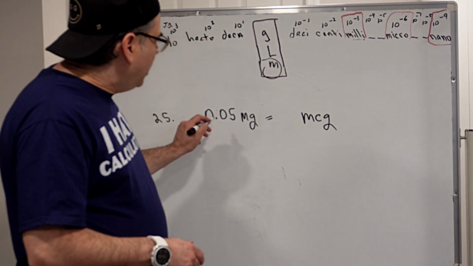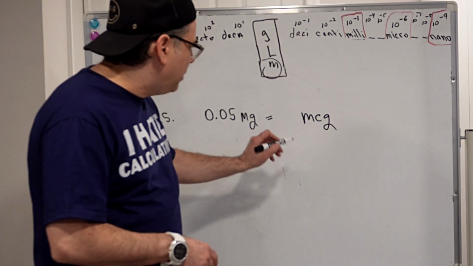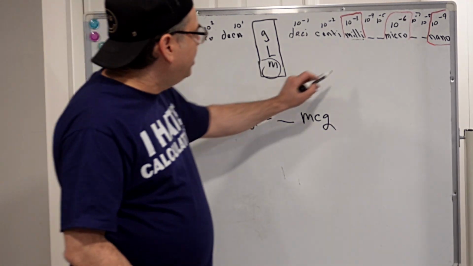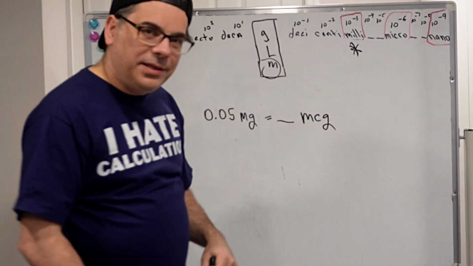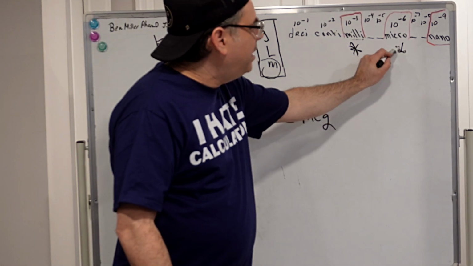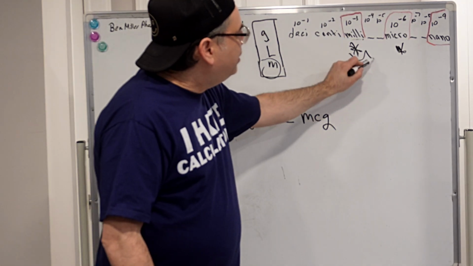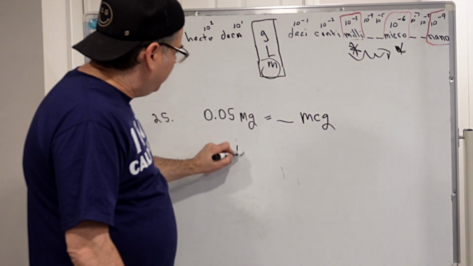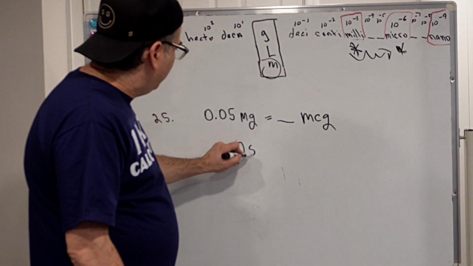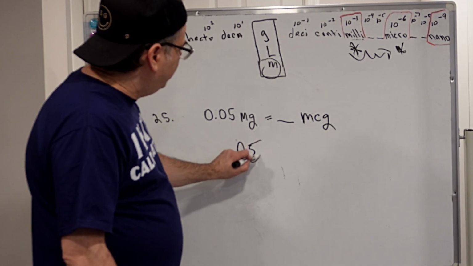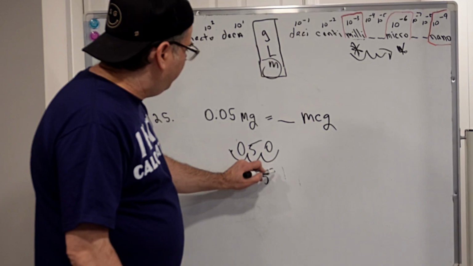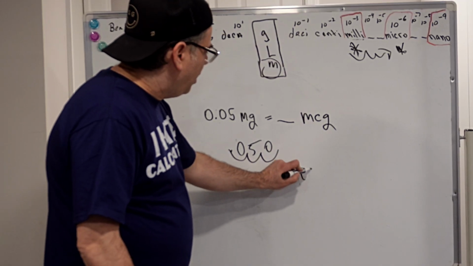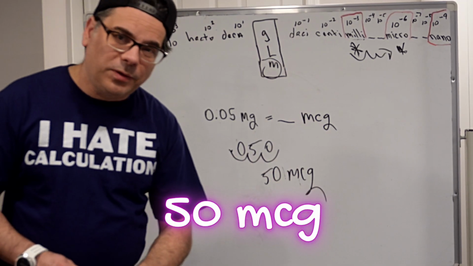All right. So, 0.05 milligrams to micrograms. Again, milli is over here, 10 to the negative 3. Micro is over here, 10 to the negative 6. 1, 2, 3. So we do 1, 2, 3, and we get 50 micrograms. 50 micrograms is the answer.